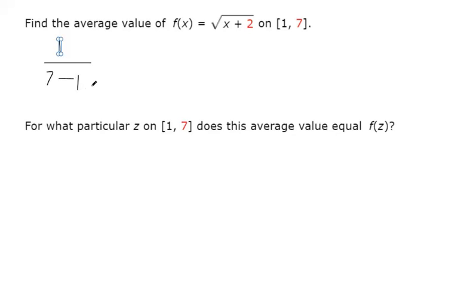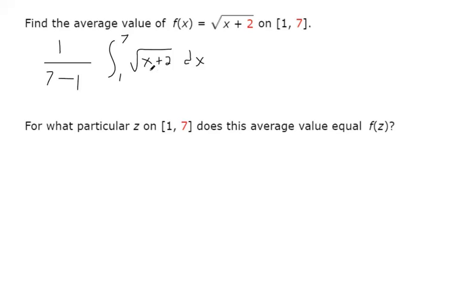So the average value is 1 over 7 minus 1. It's the integral from 1 to 7 of this function. Okay, so to integrate this, oh, I think we're okay. There's nothing too complicated about this integral. We don't need any sort of fancy substitution.